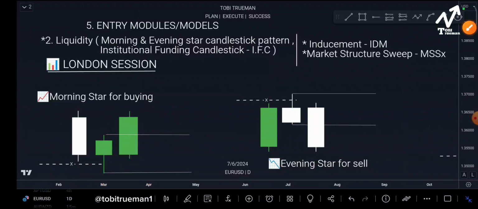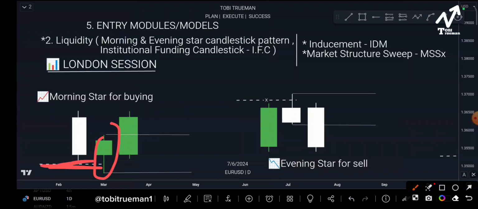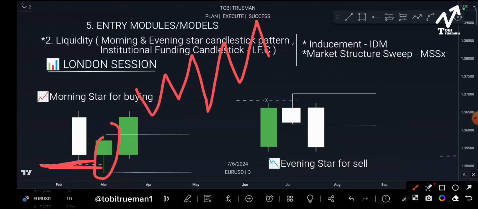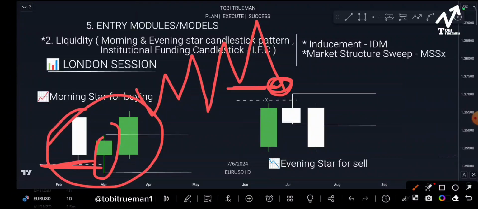So it is the wick of this middle candlestick that sweeps either the inducement point or the major market structure, like price just coming like this, then price takes out inducement. After price takes out inducement, it gives us the Morning Star candlestick pattern. Okay, we can enter accordingly, because during the London session, if price gives you a Morning Star candlestick pattern for a buying market, you buy it confidently because it has a high probability of playing out.